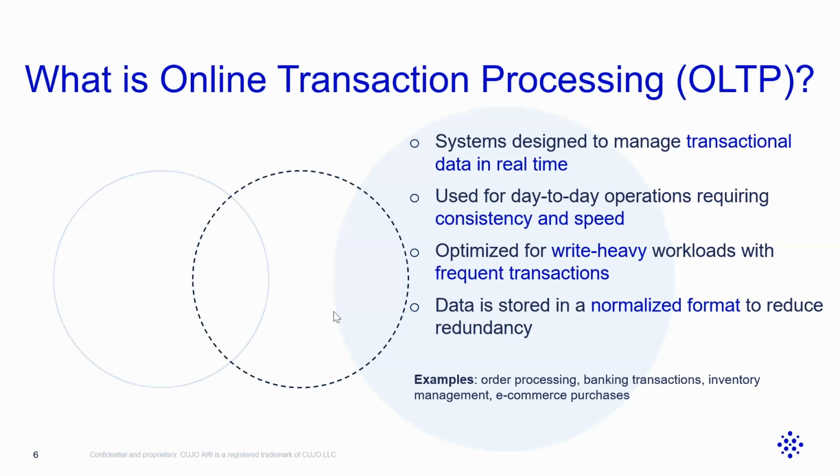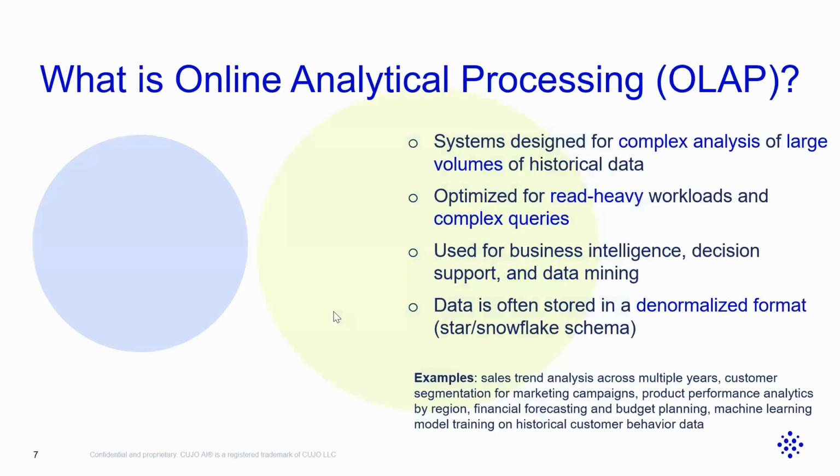Since OLTP excels at handling this transactional workload, these systems are usually not very well suited for deep analytical queries. And this is where the OLAP systems serve their purpose. OLAP stands for online analytical processing, and these systems are usually designed for deep, complex analysis over large historical data. In these systems, the data is usually organized in a denormalized format for faster query execution.